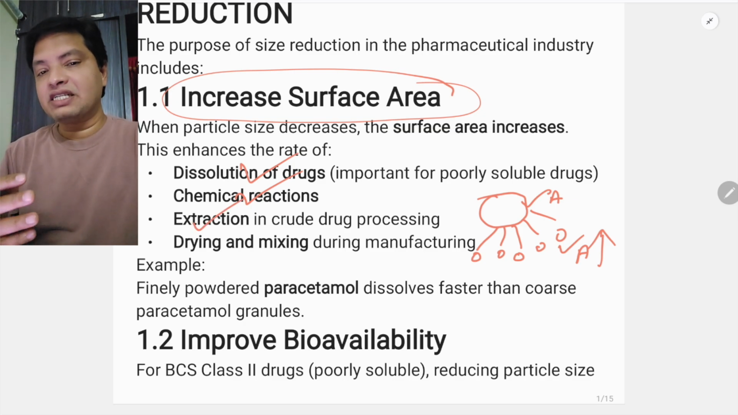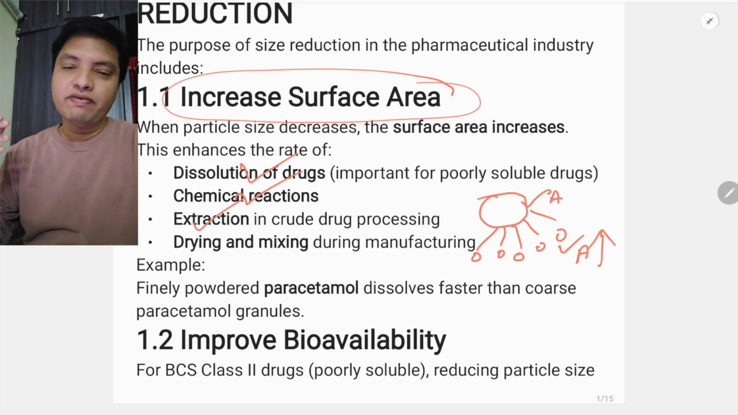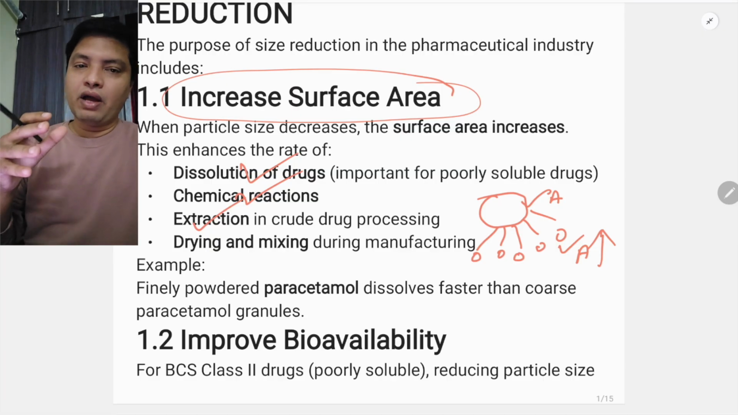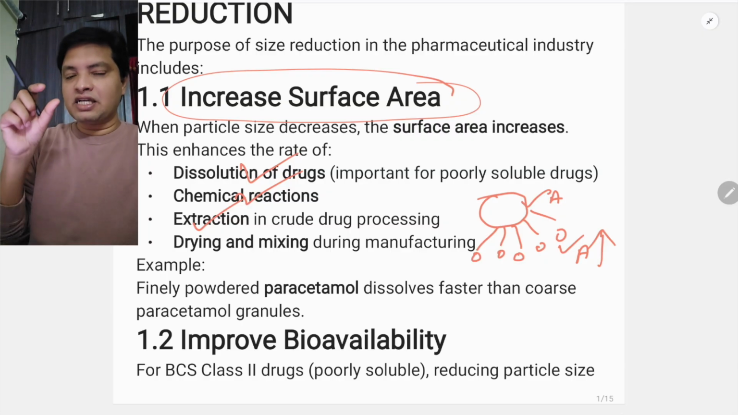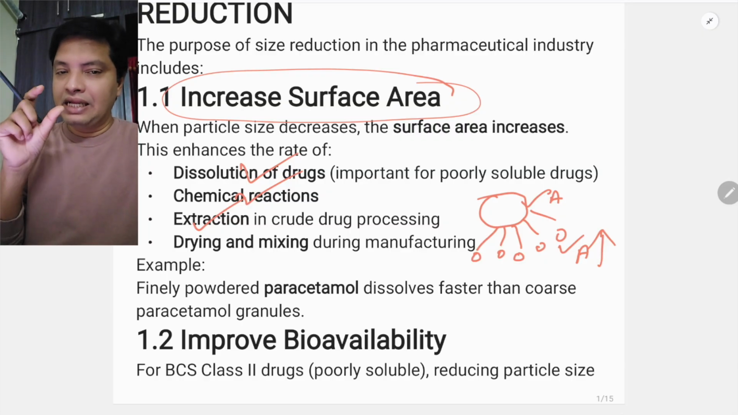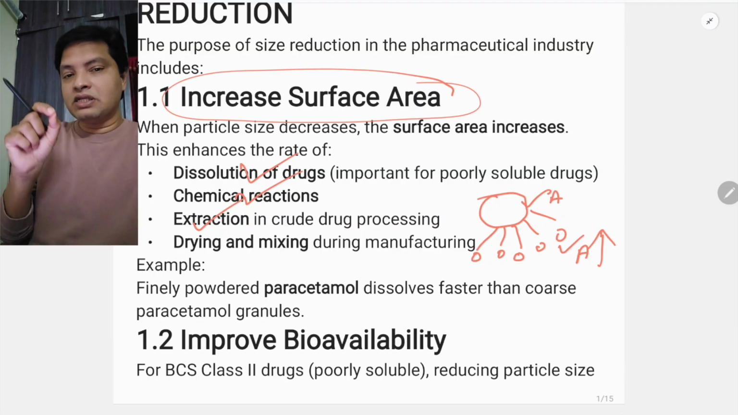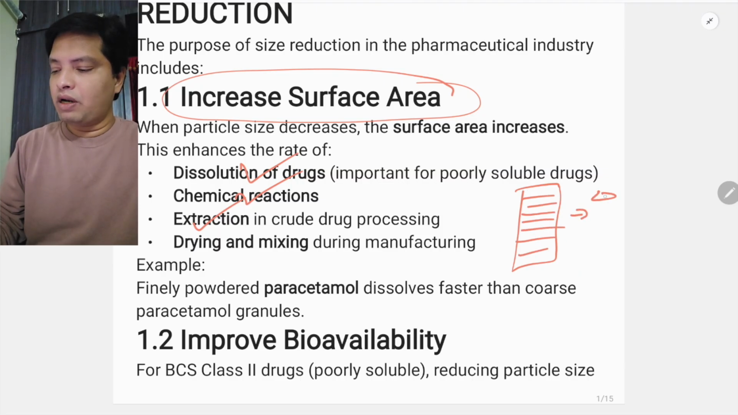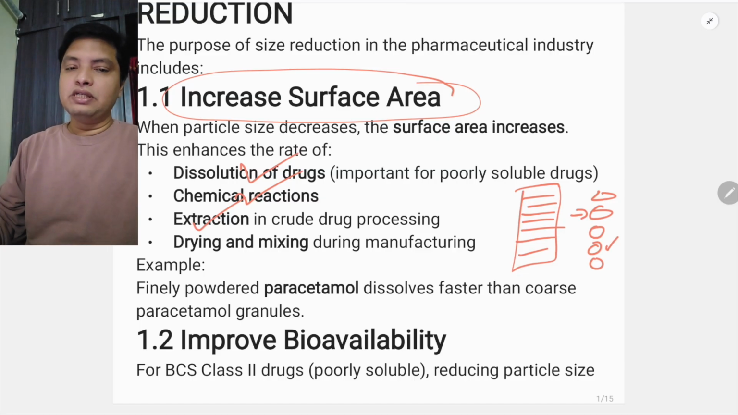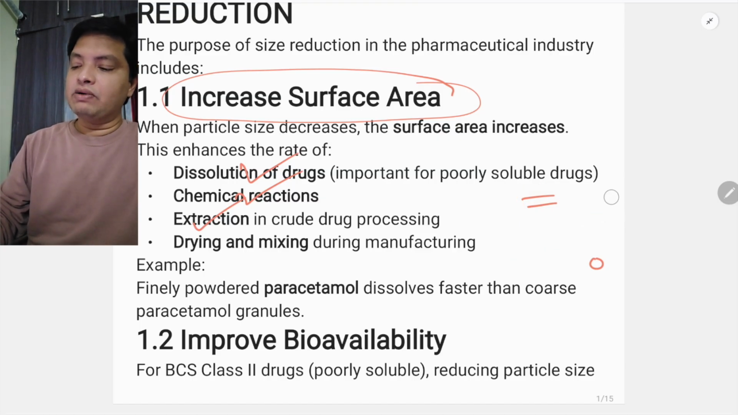If you are going to extract something from a product, let's say we have plant bark and I want to extract something from it. If I put the whole bark and try to extract, the extraction process will be very inefficient. When I reduce the size of the plant bark into smaller blocks, the smaller blocks have more surface area. Due to this, extraction will also be very good.